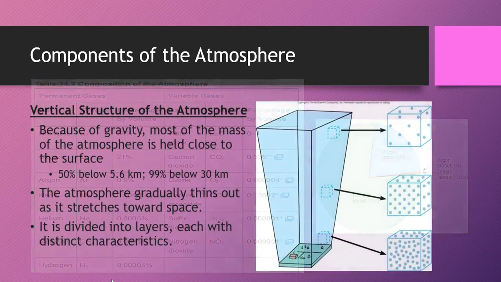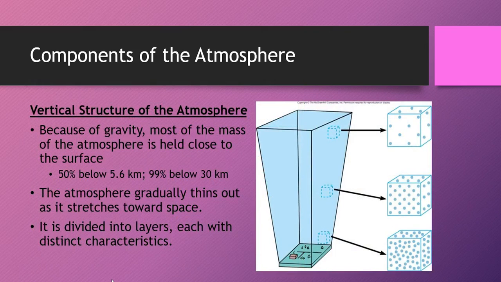So if we look at the vertical structure of the atmosphere, 50% of it is below 5.6 kilometers. So most of the atmosphere is within 6 kilometers of the surface. 99% of it is below 30 kilometers. And then as you go out towards space, the atmosphere steadily thins out. And we divide the atmosphere into different layers based on distinct characteristics.